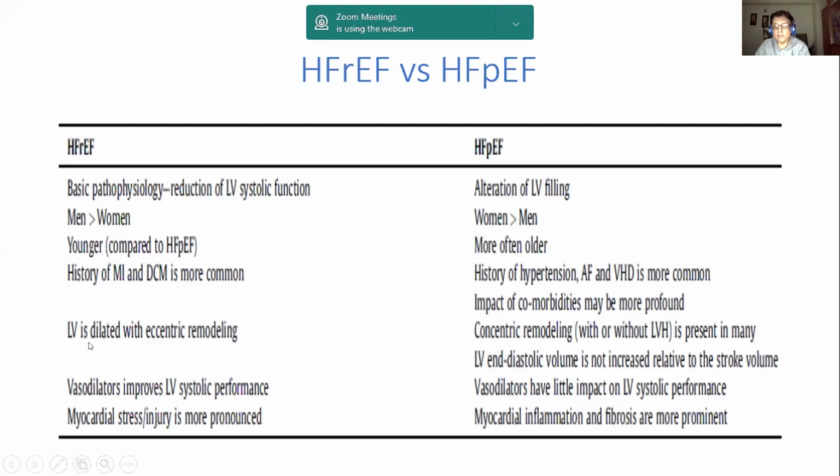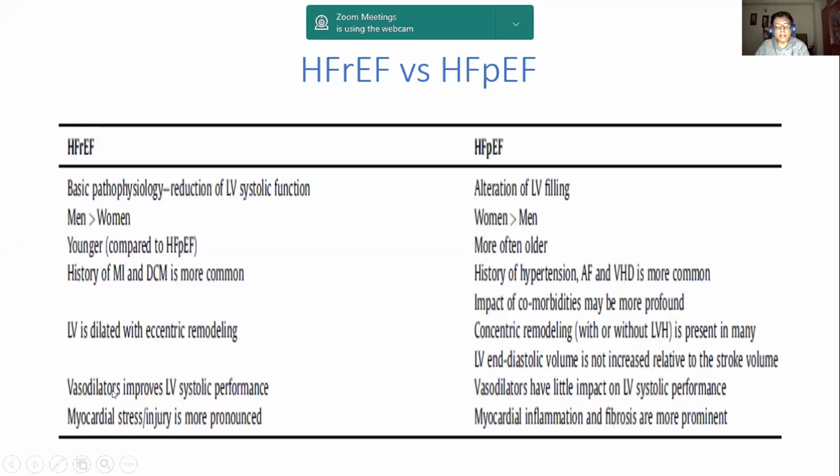Here the LV is dilated, but here the LV is not dilated, but has concentric remodeling, and the end diastolic volume is not increased. And in case of reduced ejection fraction, the vasodilators are the treatment of choice, but here the vasodilators are not of much benefit, but the drugs which prolong the diastole or modulate the diastole have a beneficial effect. The myocardial injury here is more pronounced.